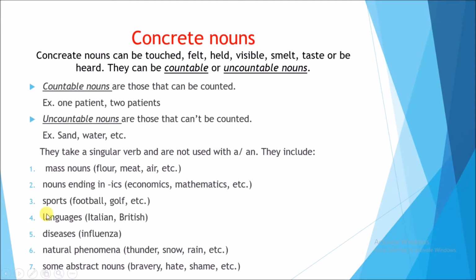Then sports such as football, golf, etc. Languages, Italian, British. Diseases, influenza. Natural phenomena like thunder, snow, rain. Some abstract nouns like bravery, hate, shame, etc.